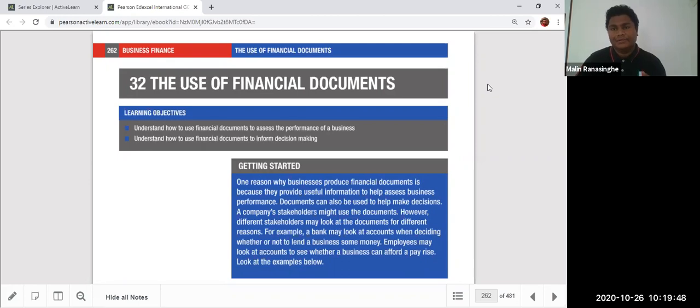Like that, in business our main report is the financial document that we prepare, mainly our statement of comprehensive income and statement of financial position. So these are the main documents that we use for making our decisions. However, different stakeholder groups may look at different documents for different reasons. For example, bankers may look at accounts when deciding whether or not to lend a business some money.